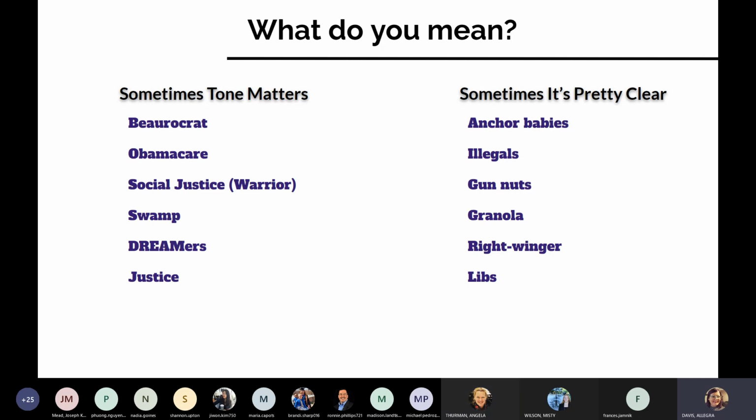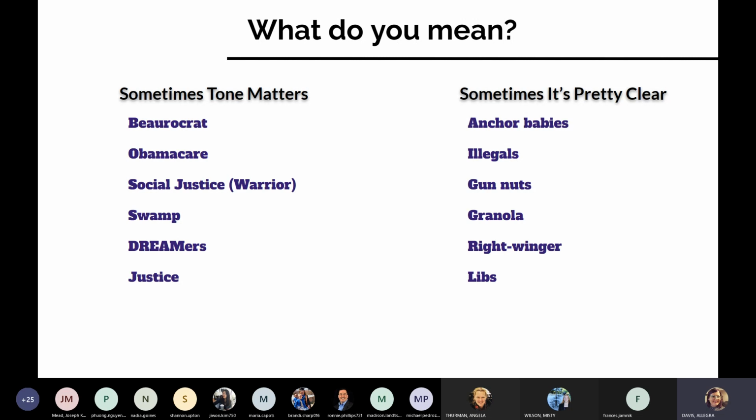And some words are just pretty clear, right? Even though these are, in some ways, objectively not offensive terms, they're almost always used in offensive ways. Anchor babies, calling people illegals, calling people gun nuts. If I think someone is kind of a hippie, I might call them granola. I can call you a right winger or a left winger, which just means Republican or Democrat, but it makes you sound kind of crazy. Same with the term libs, right, instead of liberals. And so these are all words that we use to very easily dismiss people with whom we don't agree.